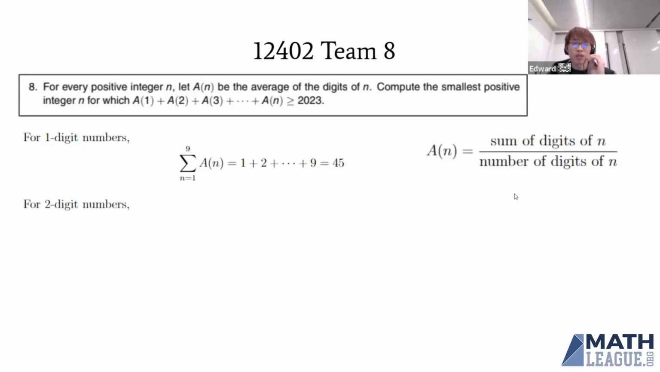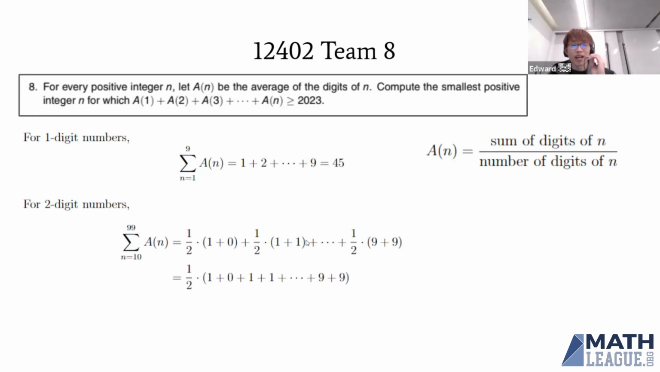For two-digit numbers, we have a sub 10 to a sub 99. Each of those numbers has two digits, so the denominator is always going to be 2. We can also break the sum into a sub each number. So a sub 10 is 1/2 times 1 plus 0, a sub 11 is 1/2 times 1 plus 1, and so on until 99. Each of these products has a factor of 1/2, so we can factor that out and then have the sum as shown.